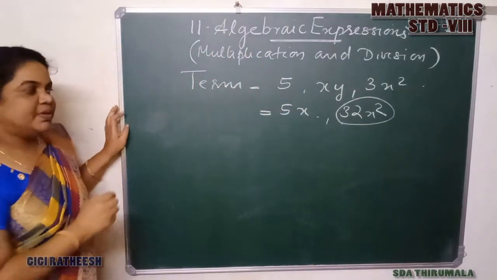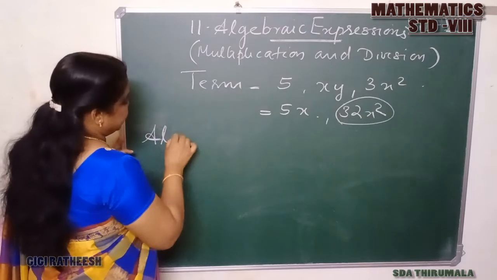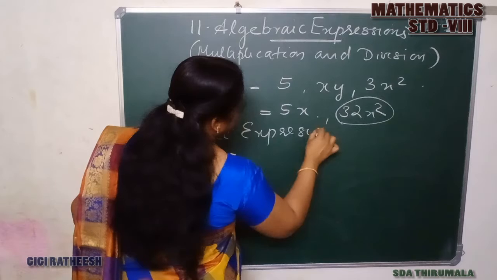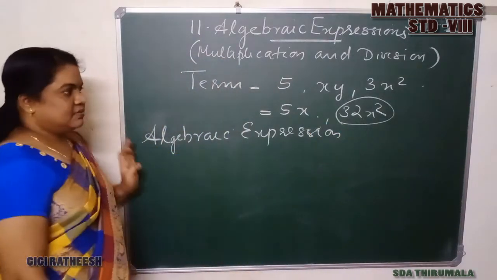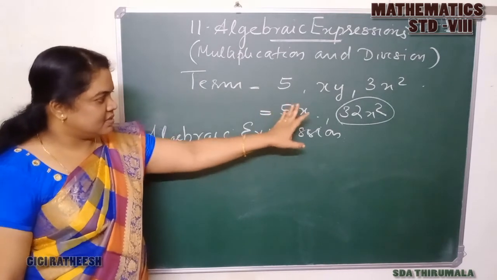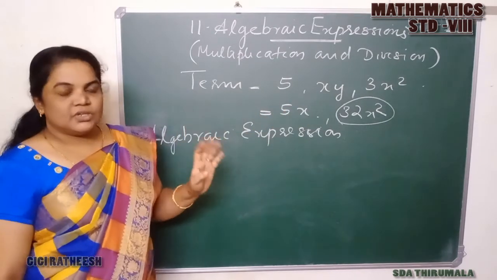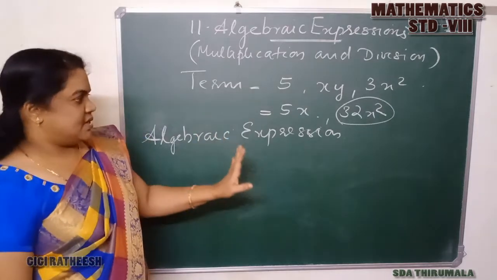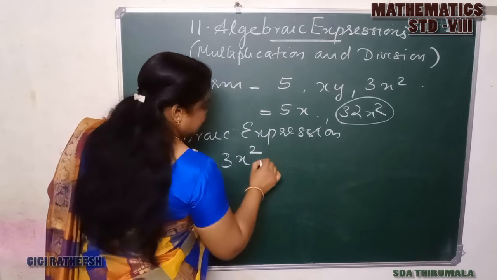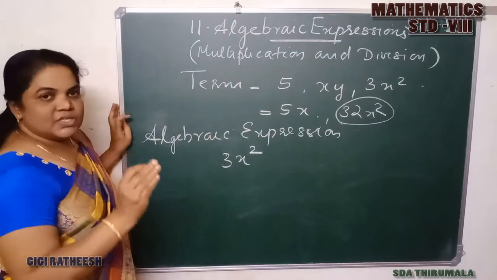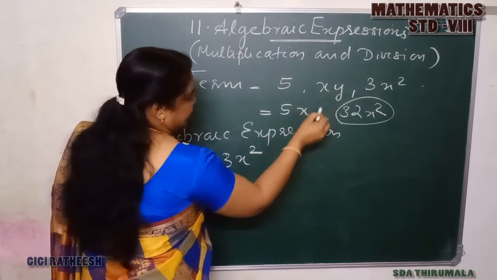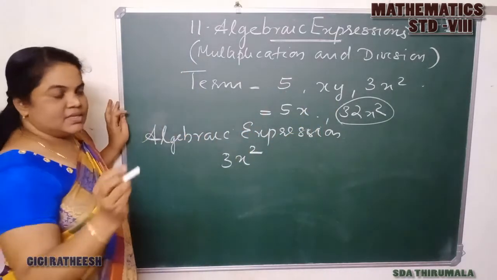And what are algebraic expressions? We know that the combination of terms is also called an algebraic expression. That is, the combination of terms and constants is called an algebraic expression, for example 3x square combined with plus or minus. Combining a constant and variables with a plus or minus is called an algebraic expression.